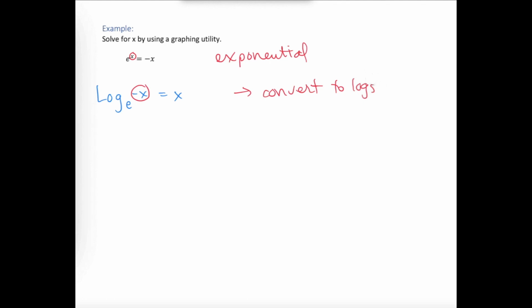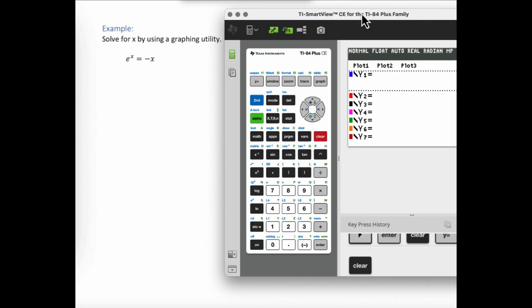So when we are in exponential form, it's trapped in the exponent. When we convert it to logs, it's now trapped in the argument. And really, no matter what we do here, we're not going to be able to get that x into a position where we can isolate it and solve for it. So what we can do in a case like this, as the directions suggest, is solve for x by using a graphing utility.